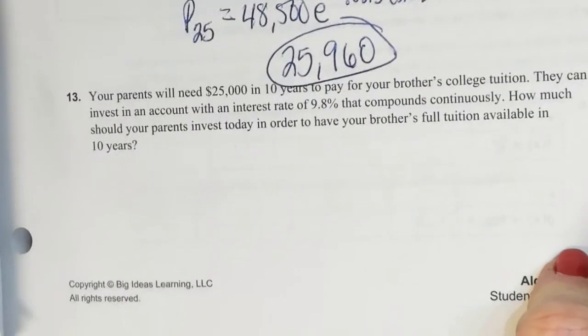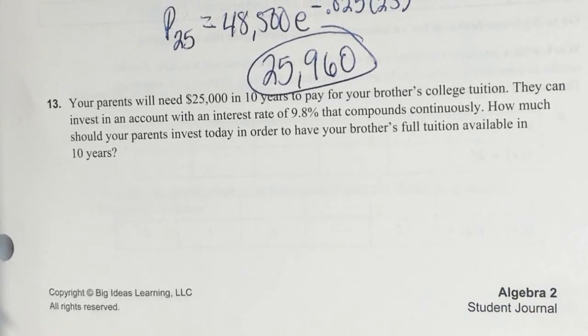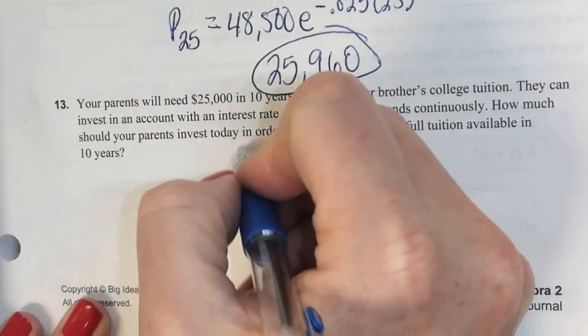Let's look at 13. Your parents will need $25,000 in 10 years to pay for your brother's college tuition. They can invest in an account with an interest rate of 9.8% that compounds continuously. How much should your parents invest today in order to have your brother's full tuition available in 10 years? Well, we're talking about continuous interest. This is our A equals Pe to the rt.